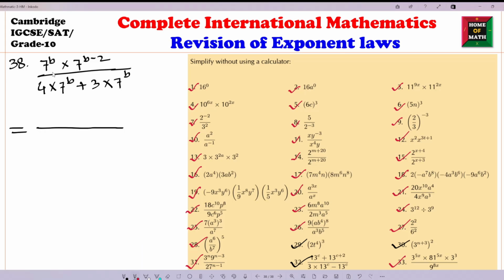Number 38, this fraction in numerator 7 to the power b times 7 to the power b minus 2 divide 4 times 7 to the power b plus 3 times 7 to the power b. So here we can write 7 to the power b times 7 to the power b into 7 to the power minus 2. Okay, and here is 4 times 7 to the power b plus 3 times 7 to the power b. We can take common 7 to the power b, so 4 plus 3, right? Now this 7 to the power b and this 7 to the power b we can cancel out.